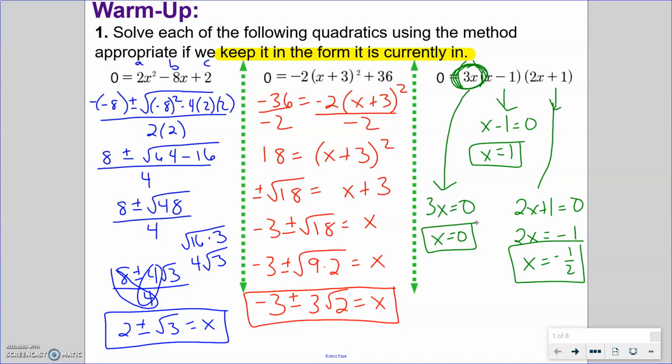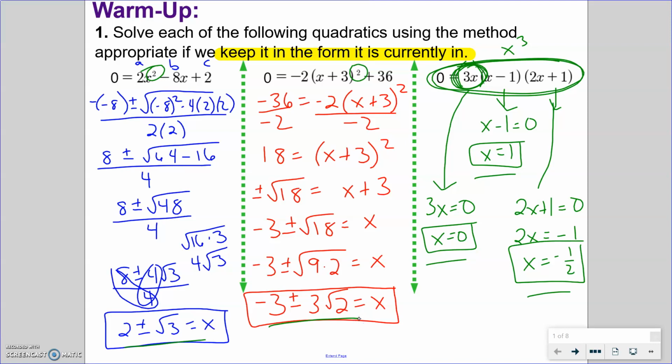The main reason for that is if you were to double distribute this and turn it into standard form, you would actually get an x to the third in the front of your equation. That's why we get 3 answers. Versus when we have an x squared, we only get 2 answers.